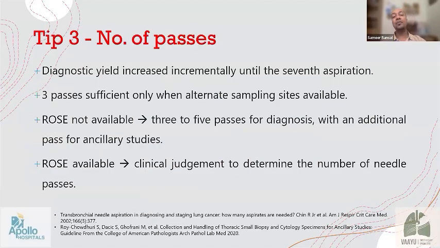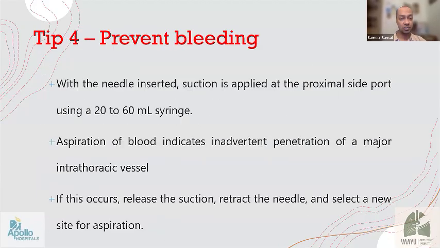So here's another thing: how many passes? Diagnostic yield increases incrementally until the seventh aspiration, but 3 passes are sufficient only when alternate sampling sites are available. If you have ROSE, clinical judgment is used to determine the number of needle passes. If you don't have it, 3 to 5 passes for diagnosis, and maybe additional passes for ancillary studies, such as your molecular markers, IHC or something, can be used.